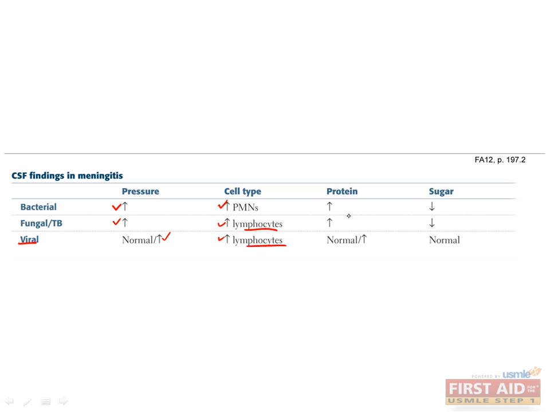Protein levels will increase in both bacterial and fungal meningitis and can either increase or stay the same in viral meningitis. You can remember this by thinking that bacteria and fungi have a lot of protein, and therefore if they're in the CSF, there will be more protein in the CSF also. Sugar is the opposite and is decreased in both bacterial and fungal infections. To remember this, just think that the bacteria and fungi are actually consuming all of the sugar, whereas the viruses don't consume sugar at all.